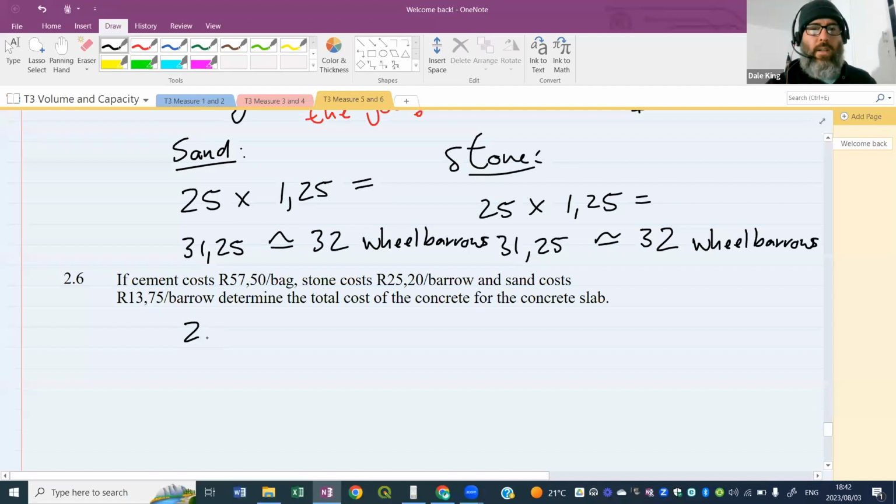I'll just write it down here if you guys can't see. So 25 cement. We got 32 of sand and 32 of stone.